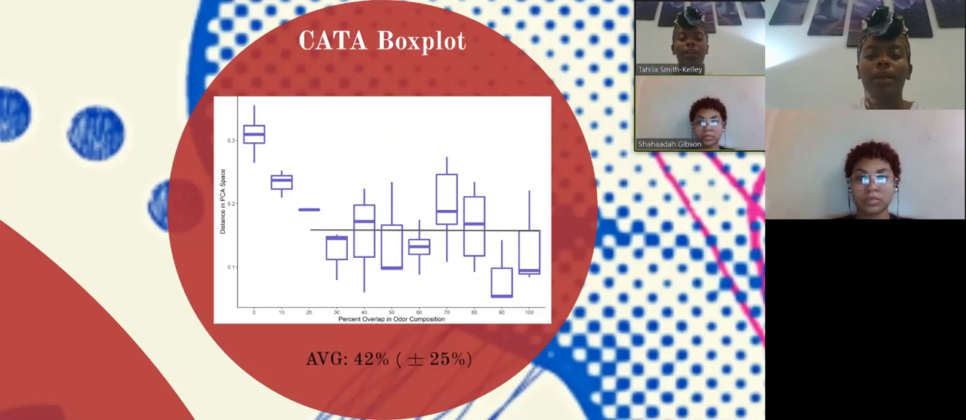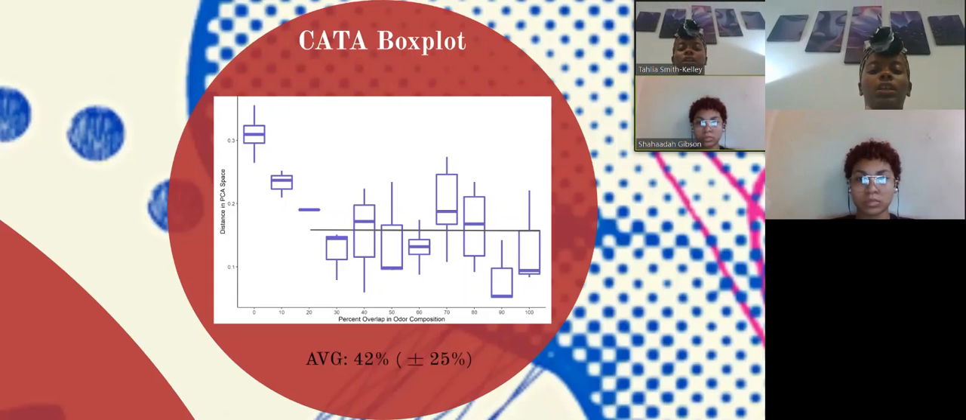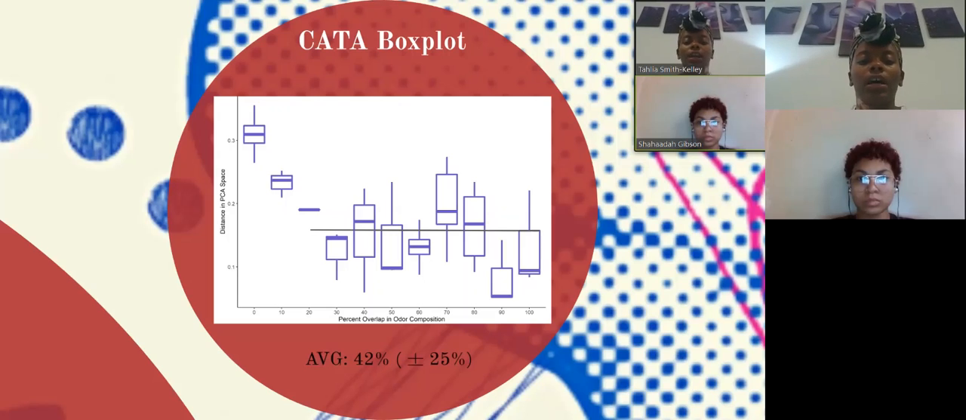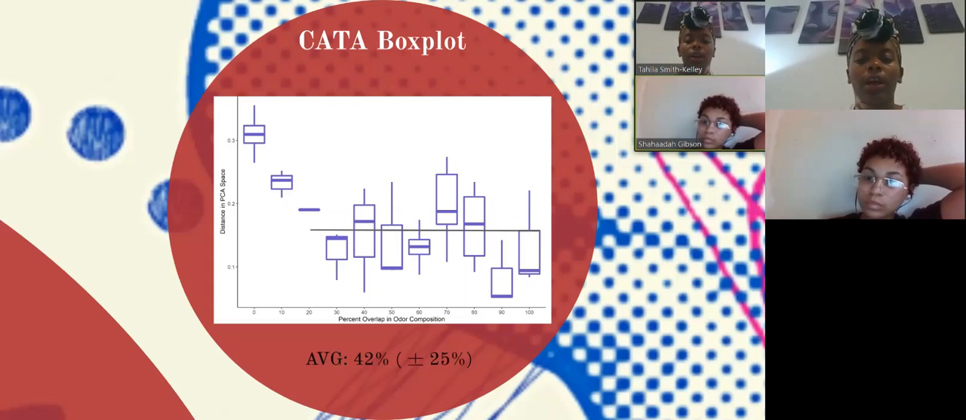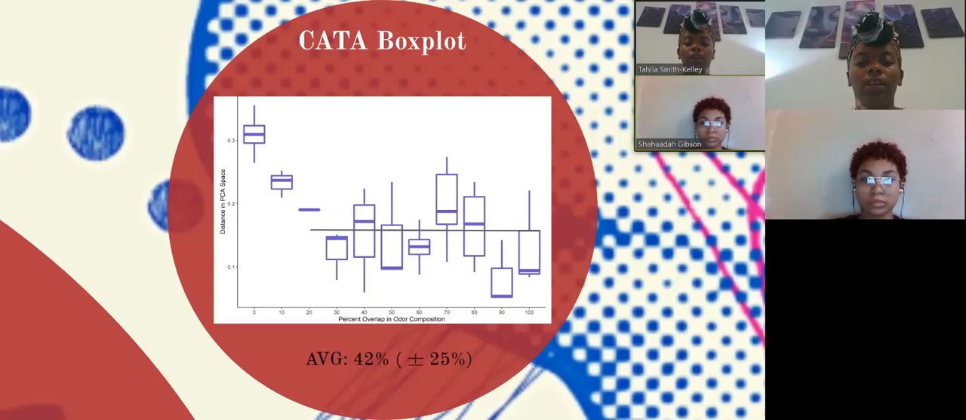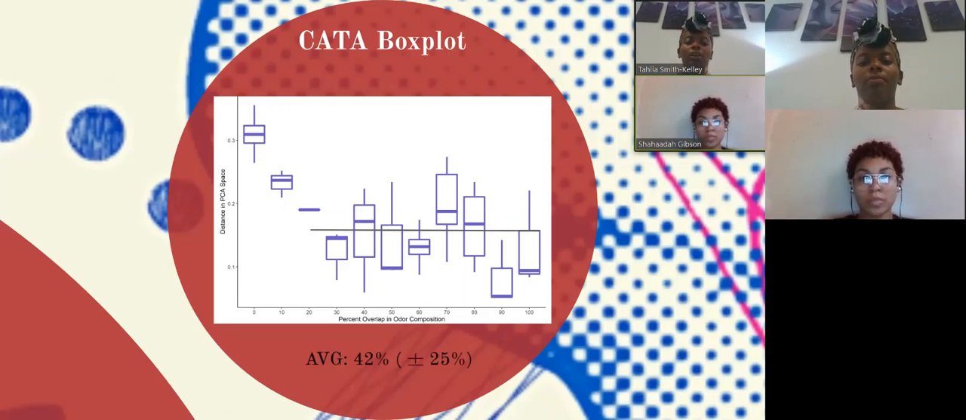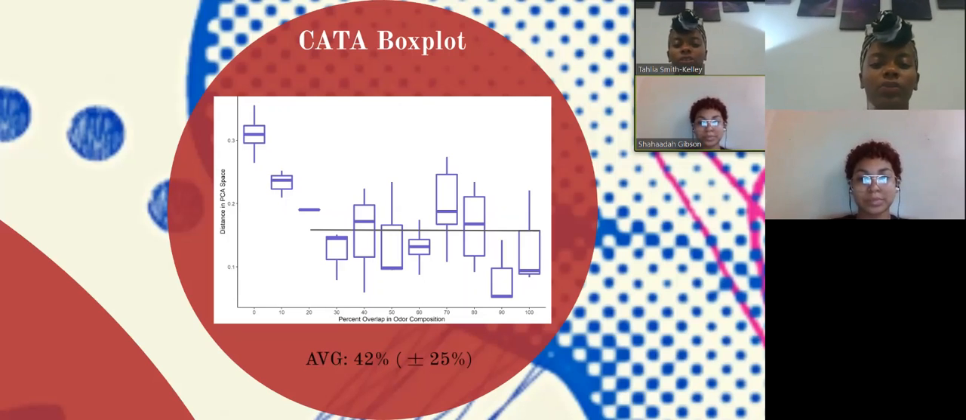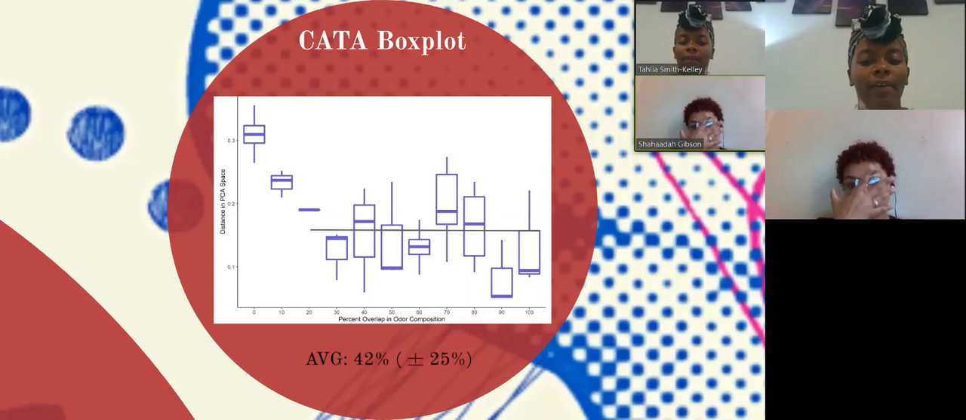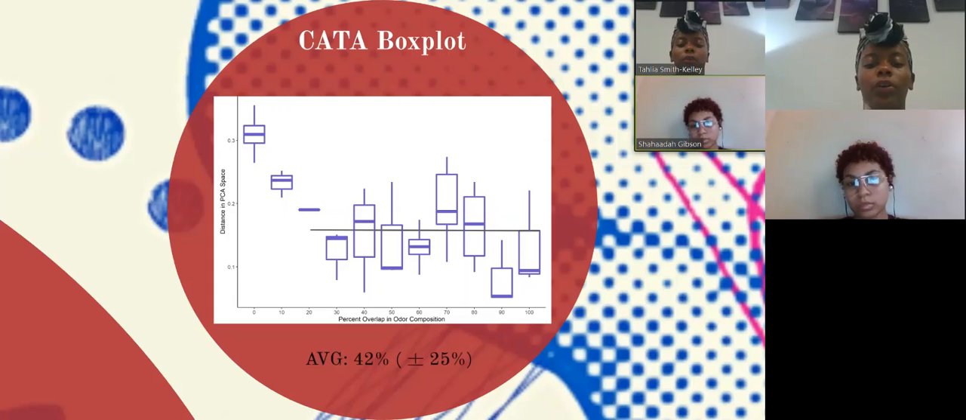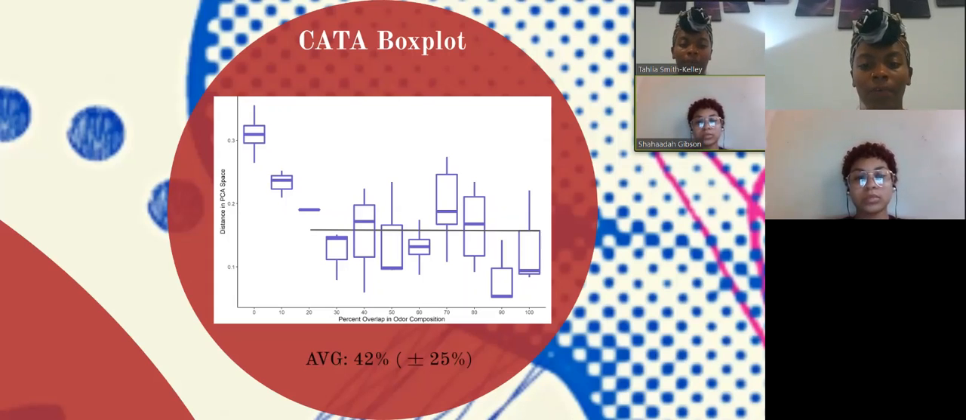So what does that mean? That means CATA resolution is such that we're not able to perceptually see the differences between the mixtures until the 20% mixture overlap. So it takes a greater amount of difference within the mixtures for the differences to be perceived. And on average, it takes a 42% change in the mixture overlap for the differences to be noticeable.